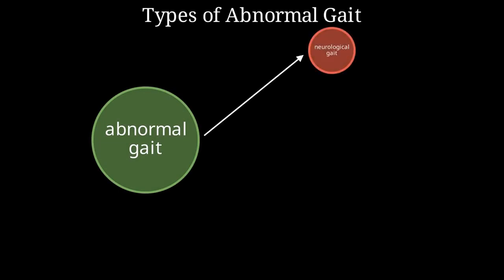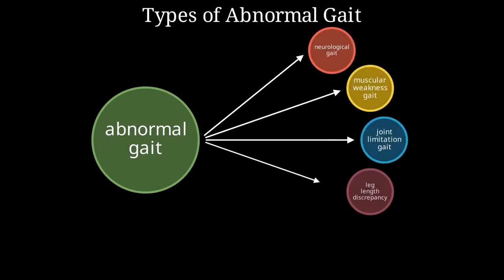Abnormal gait patterns include neurological gait, such as Parkinsonian, hemiplegic, ataxic, scissoring; muscular weakness gait, Trendelenburg, duck walking, gluteus maximus gait; joint or muscular limitation gait, toe tip, calcaneal, stiff knee; leg length discrepancy gait; and painful or antalgic gait.